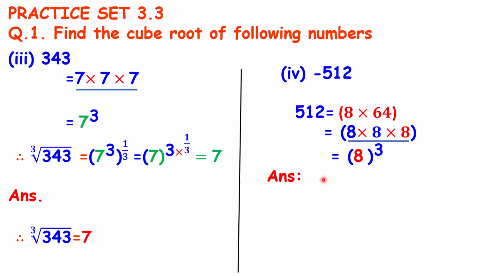We have to find the cube root of minus 512. So the answer is: the cube root of minus 512 is equal to minus 8.